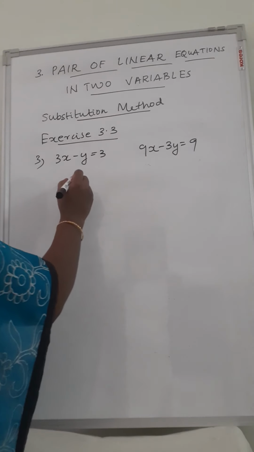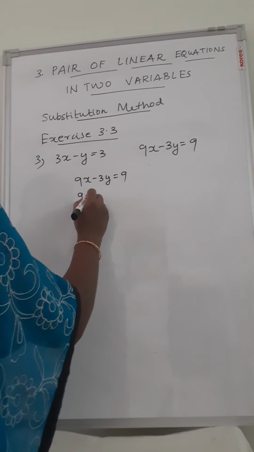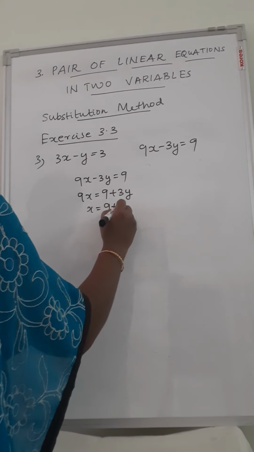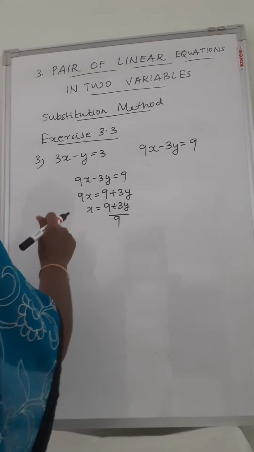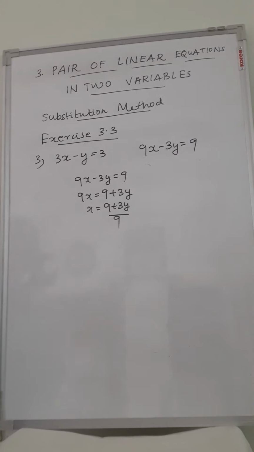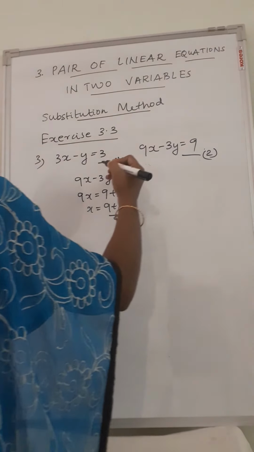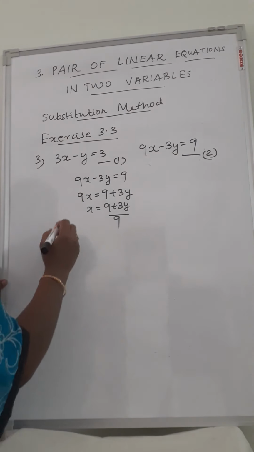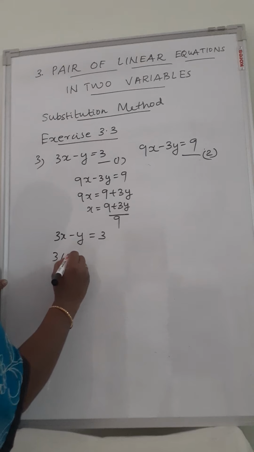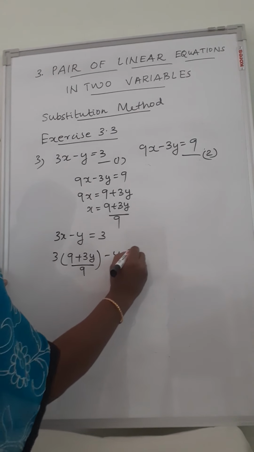Okay, the second equation is 9x minus 3y is equal to 9. Then 9x is equal to 9 plus 3y. X is equal to 9 plus 3y by 9. Substitute the value; this is equation number 1 and this is equation number 2. Substitute the value of x in equation number 1, that is 3x minus y is equal to 3. 3 into 9 plus 3y by 9 minus y is equal to 3.